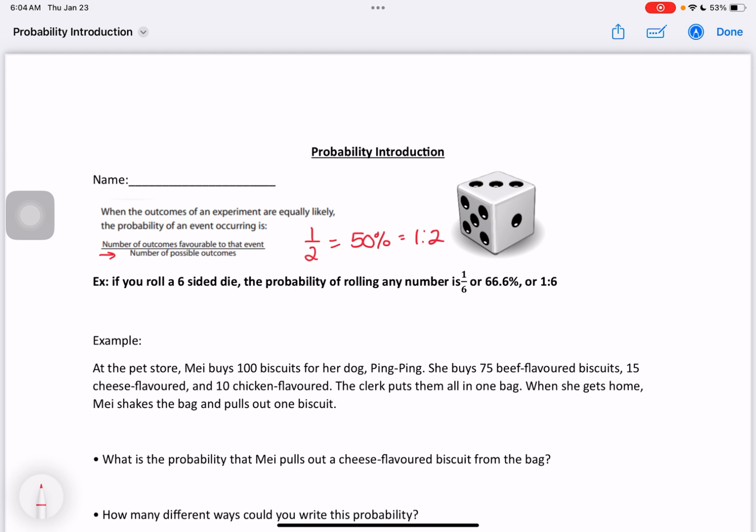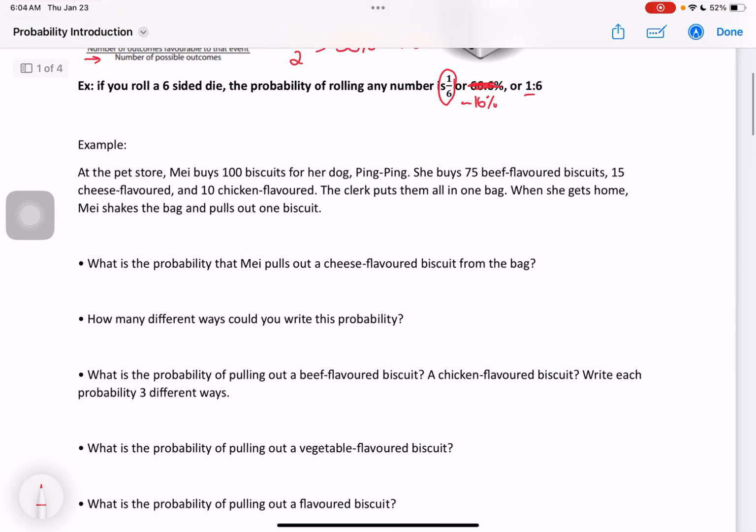So another example, if you roll a 6-sided die, the probability of rolling any number is 16%, 1 over 6. This is actually a typo. This should say about 16%. And then the ratio would be 1 to 6. So let's go through this example together.